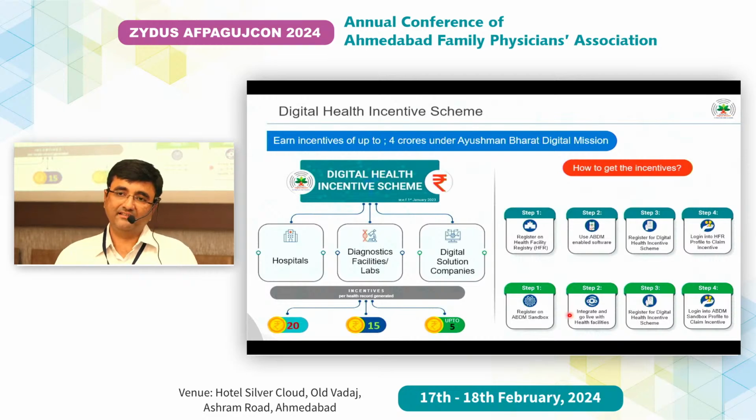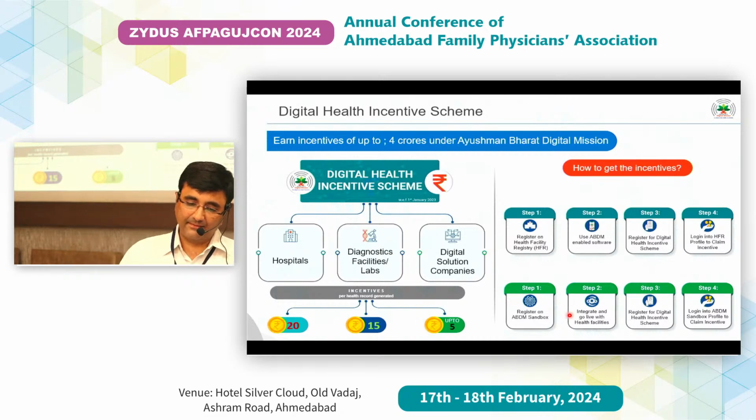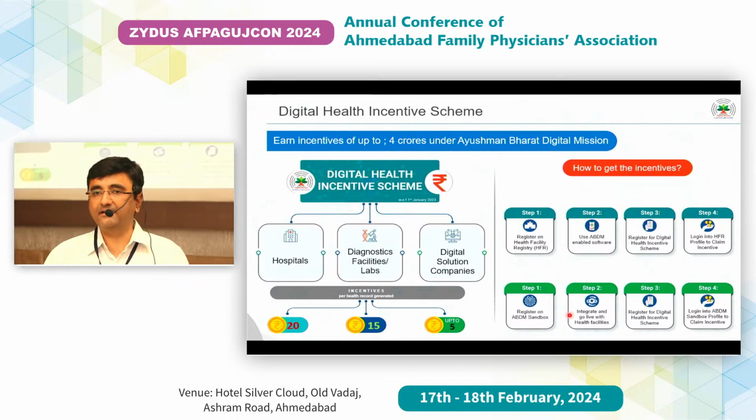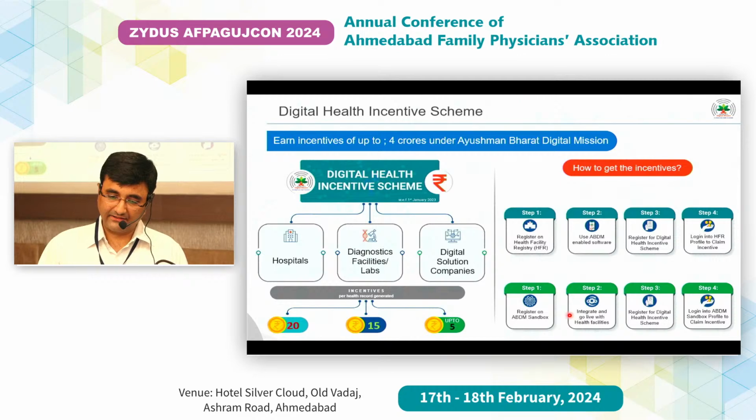Then say again there is a blood report, 20 rupees. If there is say urine report, 20 rupees. So as many health transactions take place, the incentive is directly deposited to the health facility. And this is by the Government of India to the health facilities. Same way it is applicable for the diagnostic labs as well. If there are IT companies who are developing multiple HMIS, say PHR, EMR, they are also eligible for the incentive, 5 rupees per transaction.